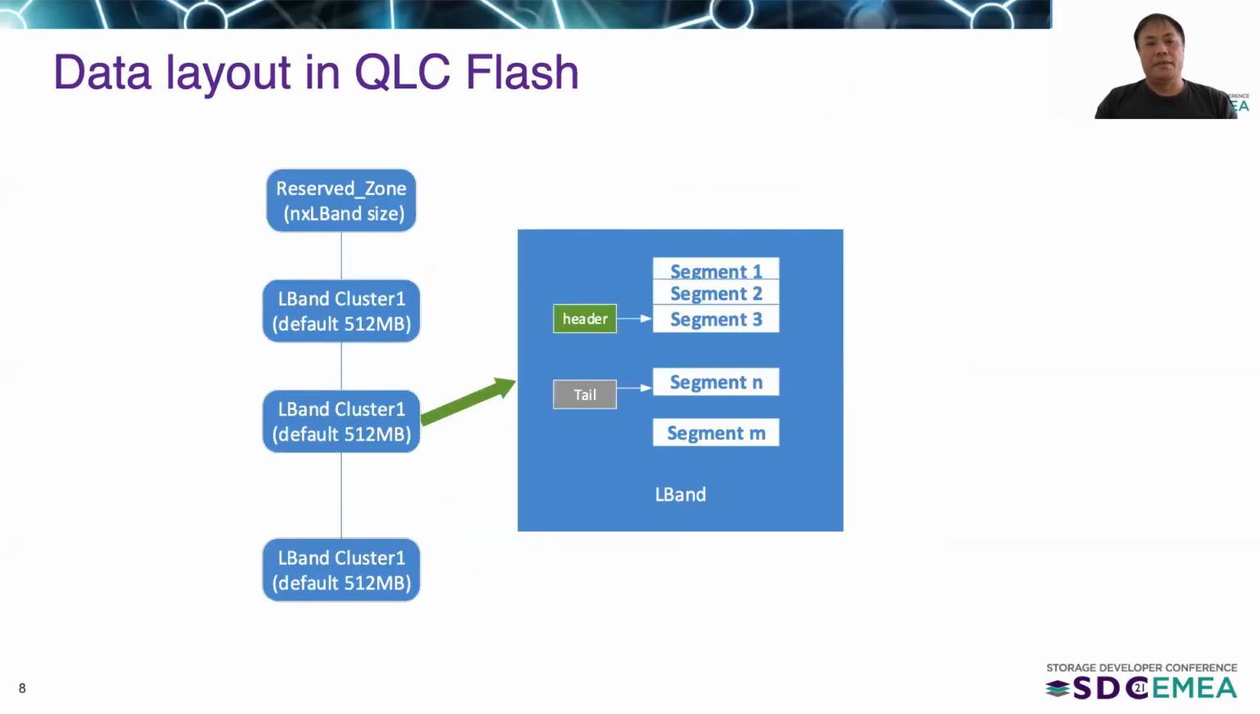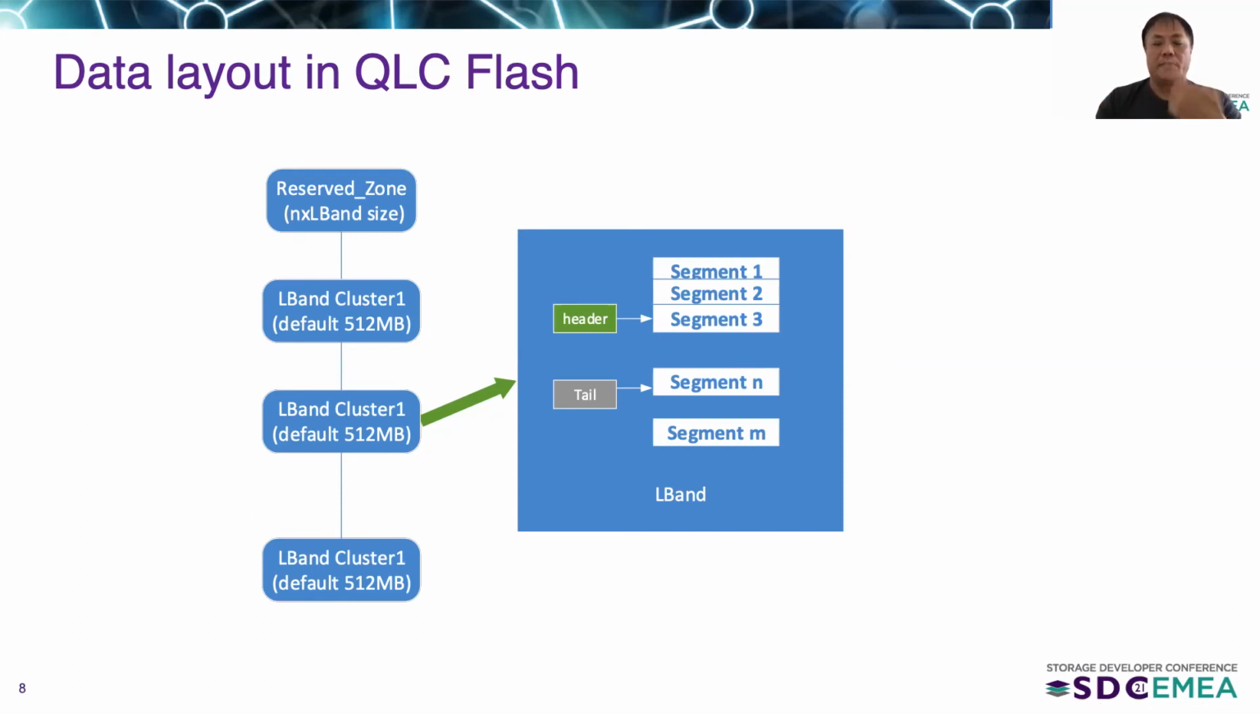On the storage side, we divide the whole QLC or TLC SSD into something called an L band, or erase band. Within that band, we put a segment. We use the segment concept. This is a circular buffer, with a header pointer and a tail pointer. When you write, you always write to the tail pointer.